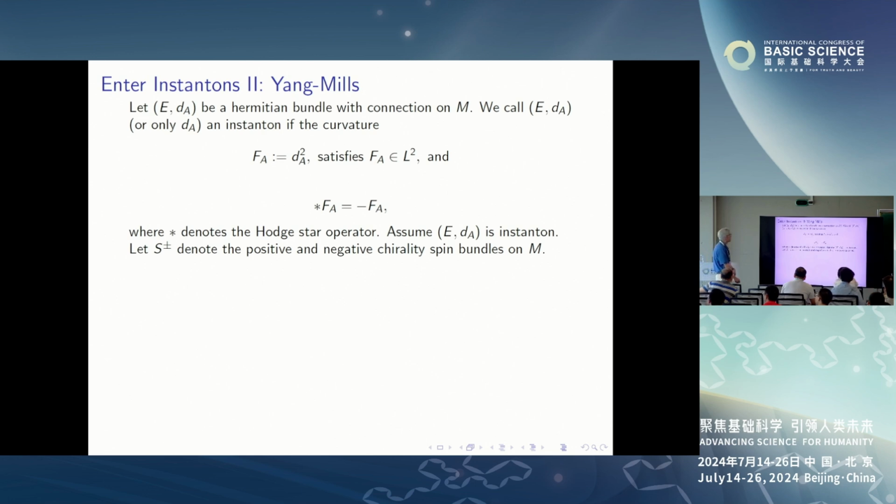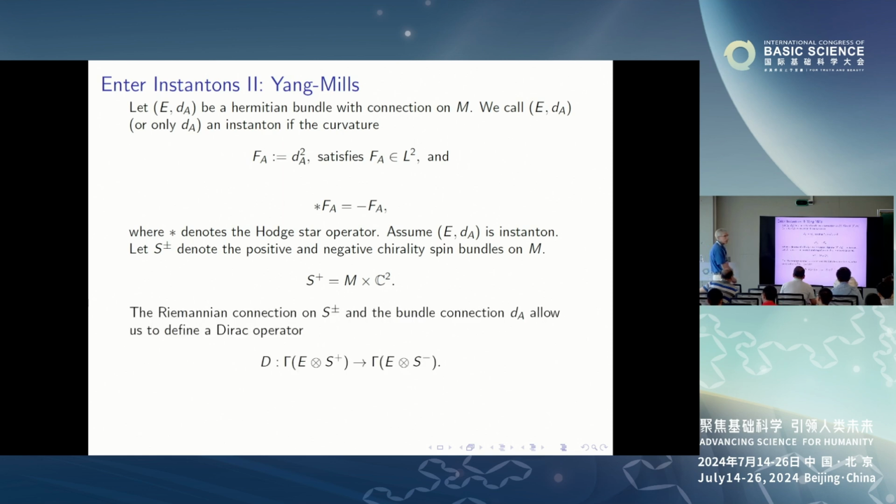And I'll mention that in the case of these gravitational instantons, S plus is typically a trivial bundle. So it's just C2 cross M, or M cross C2 in my notation, although S minus will not be trivial. All right, and so when you have the Riemannian connection on S plus and minus, you can couple that to the bundle connection, and that allows you to define a Dirac operator from sections of E tensor S plus to sections of E tensor S minus.